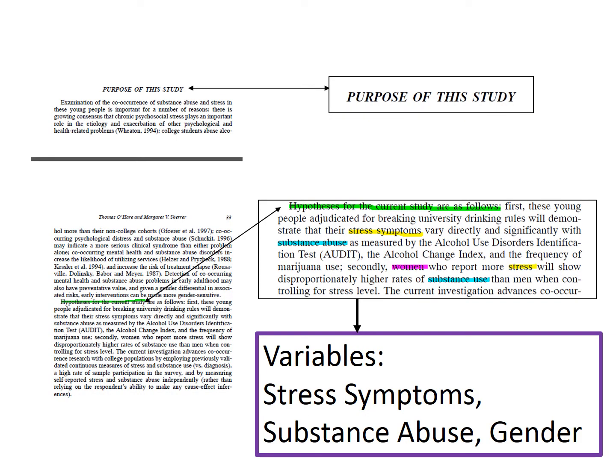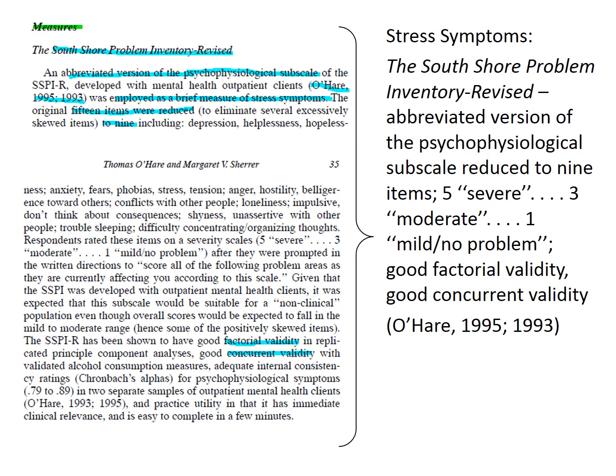O'Hara and Share have 2 hypotheses that included 3 variables. The operational definition of gender is typically self-report, so we don't need to look for that, but we'll skim the methods section for the information for the other variables. The measures heading on page 34 of the article helps signal we might be in the right place, and the first paragraph confirms that we are.